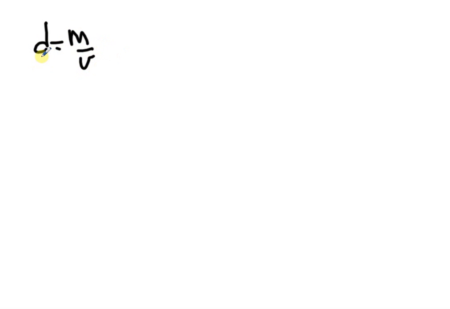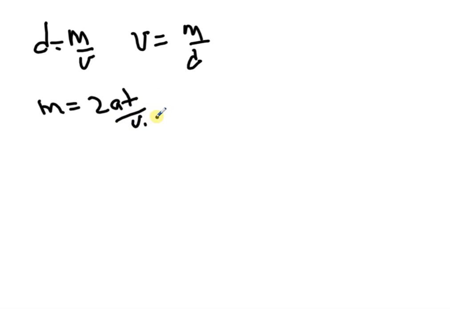In this case, we know the density, we know the mass, so we can get the volume. We can solve for the volume, and the volume is going to be equal to the mass over the density. We have to remember that the mass is going to be equal to 2 atoms per unit cell.